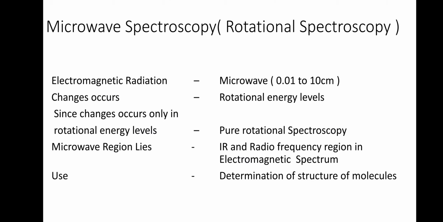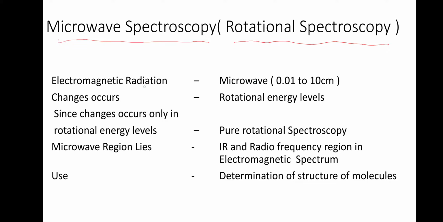Good morning, students. We were discussing the introduction of spectroscopy. Now we'll go to one type of spectroscopy. Okay, different types of spectroscopy. First, we'll go to microwave spectroscopy. It is also known as rotational spectroscopy. We'll start with why it is called microwave spectroscopy.